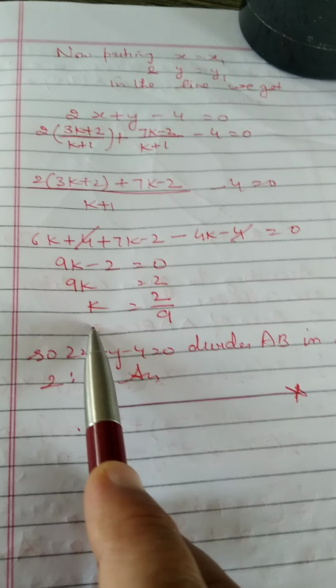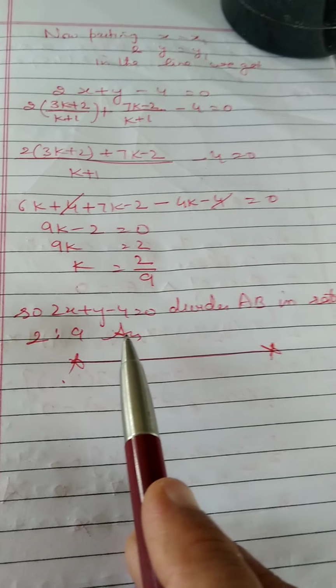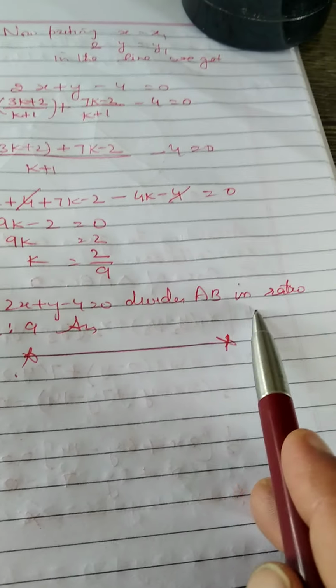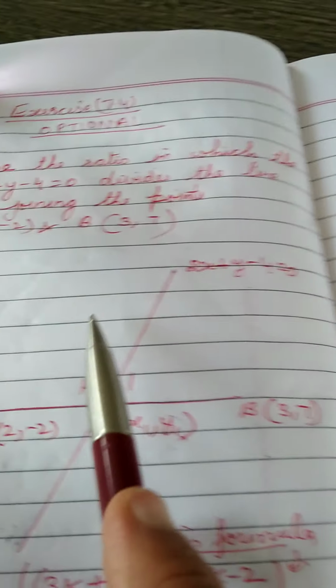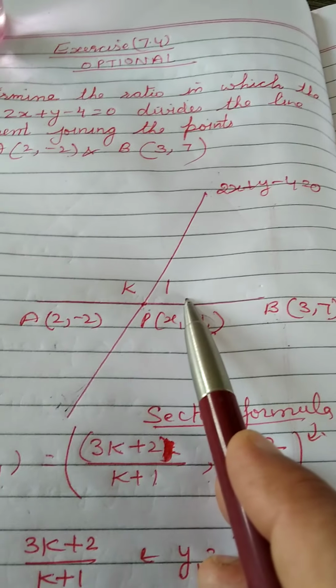From here we get the value of k is equal to 2 by 9. So the line 2x plus y minus 4 is equal to 0 divides AB in the ratio 2 : 9. Means this line divides AB in the ratio 2 : 9.